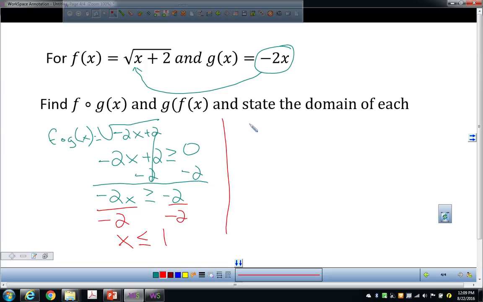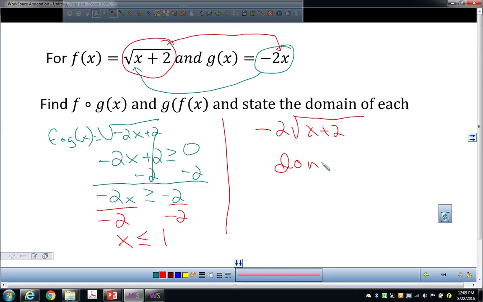G of f is going to look like negative 2. G of f is I take this and I plug that into there, right? So now I have negative 2 square root of x plus 2, right? And then what's the domain of that? You could probably just look at that one and tell me what the domain of that is. What's the domain of that one?